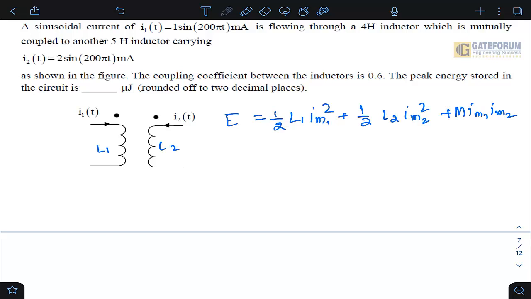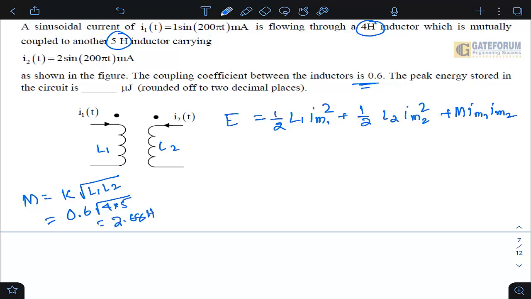And M is given by the well-known relation: M is equal to the coefficient K into square root of L1 into L2. So K value is how much? Yeah, 0.6. So 0.6 into square root of L1 is 4, L2 is 5, this is 4 into 5. If you solve this, how much is it coming as? 2.68 Henry. This is coming as 2.68 Henry.